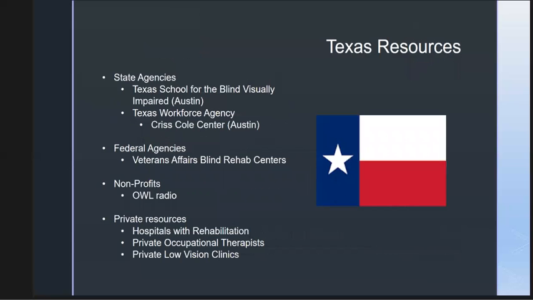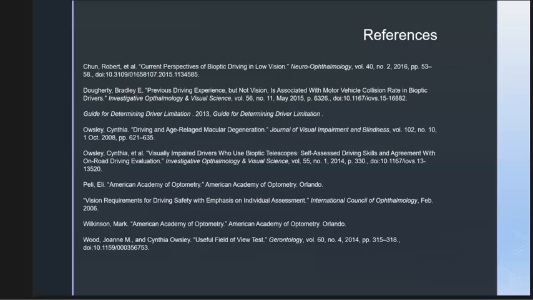This is a list of the Texas resources that can help provide the training as well as the devices for these individuals: state agencies, federal agencies, as well as nonprofits and private resources, of course. Here are my resources.